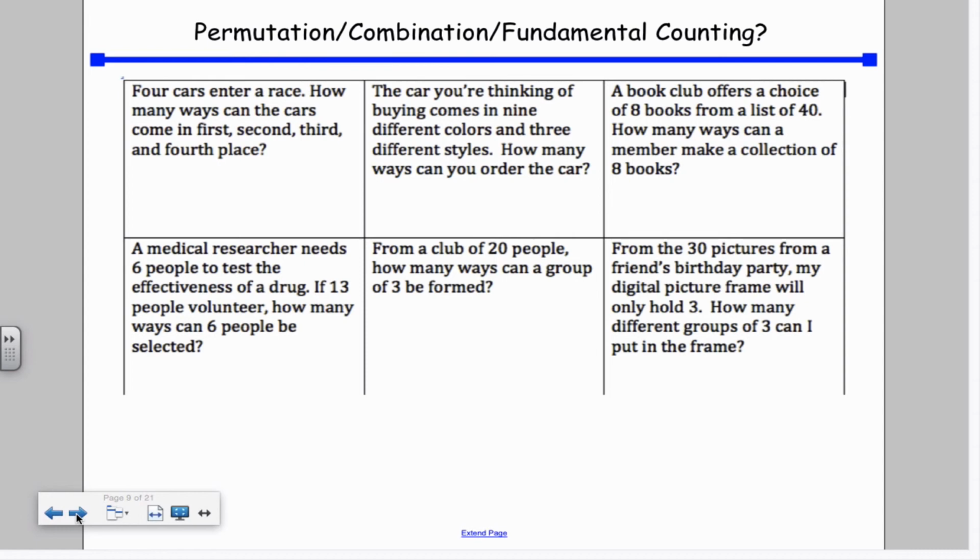Let's take a look at the first one together. 4 cars enter a race. How many ways can the cars come in first, second, third, and fourth place? Does the order matter of the outcome? Well, yes, because we have first, second, third, and fourth place. So this is going to be a permutation problem.